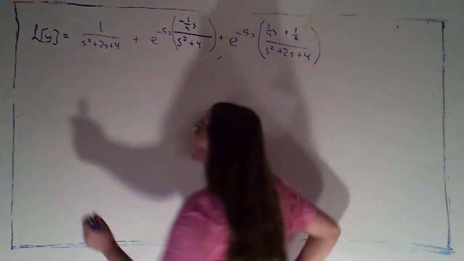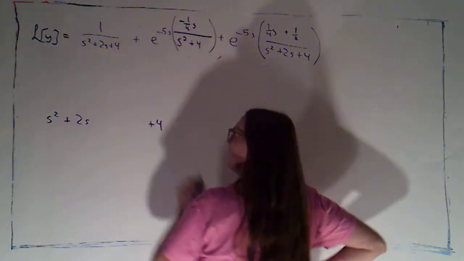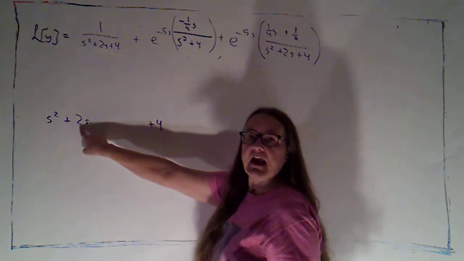Okay, so just working with this, and that's going to help me out with this piece as well. I can say s squared plus 2s plus 4. Well, if I cut that 2 in half, I get 1.